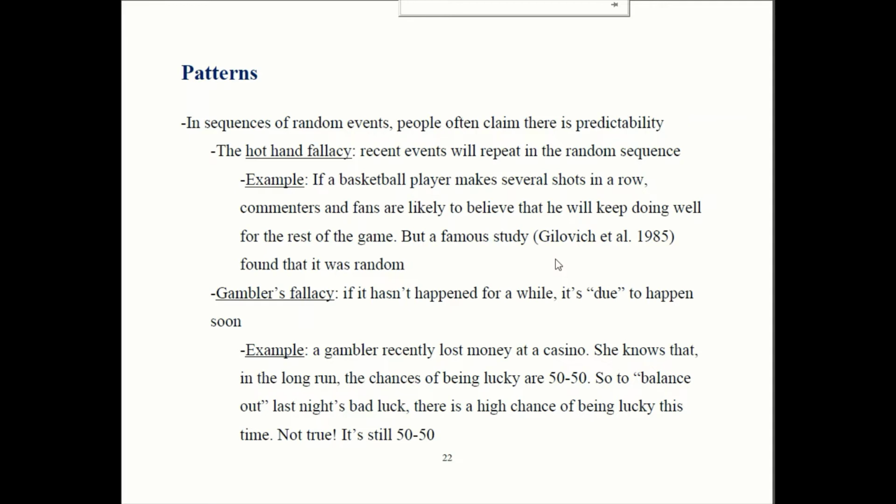So people often fall for the hot hand fallacy and the gambler's fallacy. I mentioned that sports commentators are especially vulnerable to this, but it's not just them. A lot of people see patterns where none exist and try to impose these patterns upon data that really are just random. So that's one quirk of human behavior.